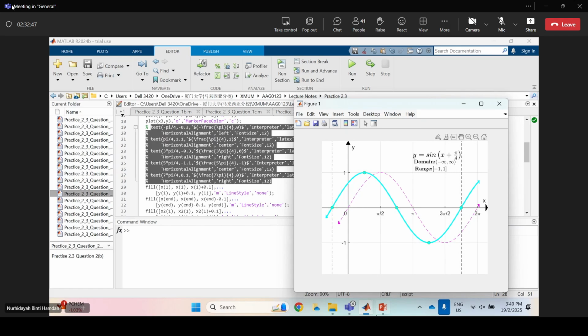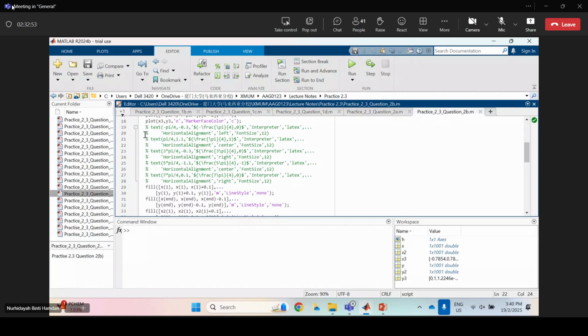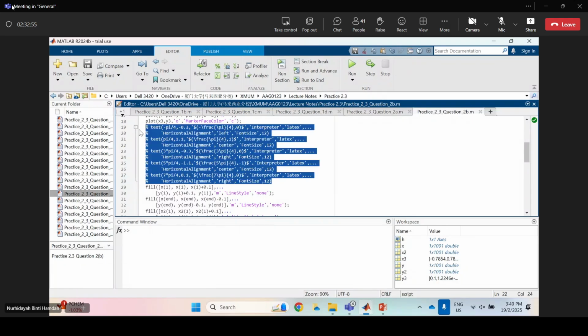Sorry, what is the value here? I just look at it. It's negative pi over 4, 0. So I just type it here. 5 pi over 4, 0.